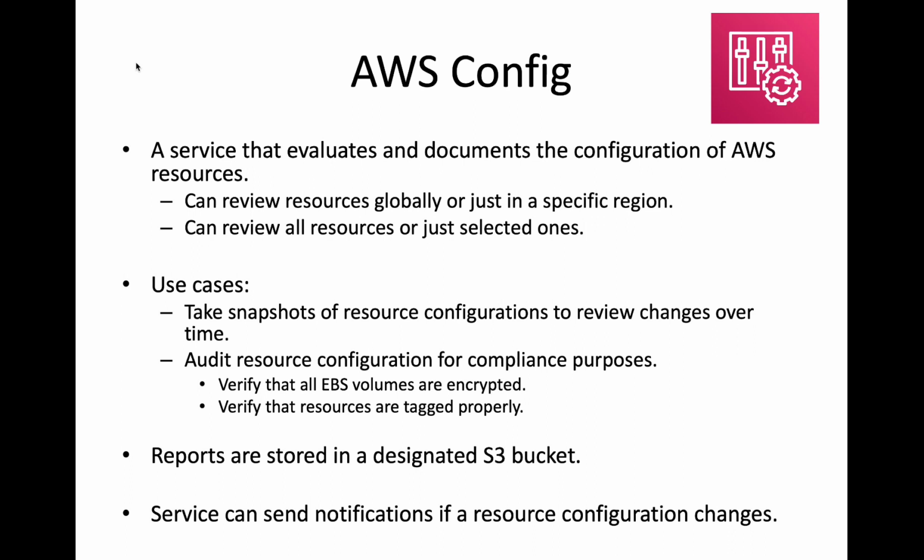You can also use AWS Config to audit resource configuration for compliance purposes. You might have a compliance requirement that says all of your EBS volumes must be encrypted. If AWS Config finds an EBS volume in your account which is not encrypted, it will send you a notification. The reports from AWS Config are stored in an S3 bucket that you designate, and AWS Config can send you notifications when resource configuration changes occur.